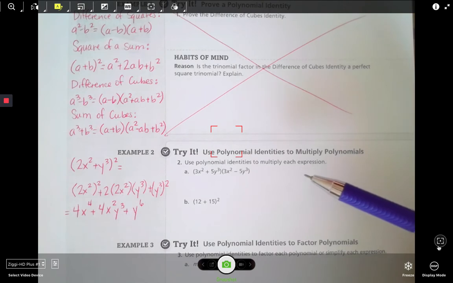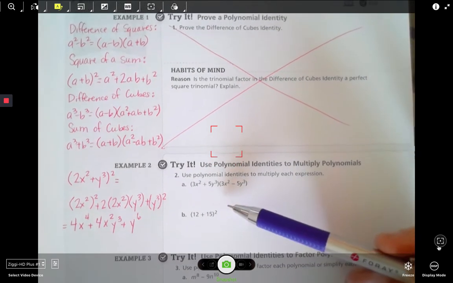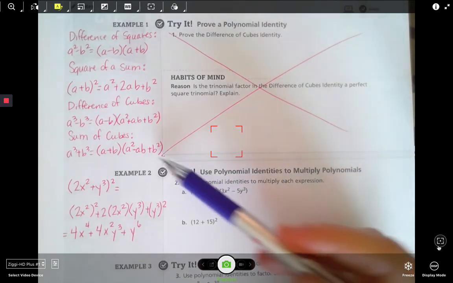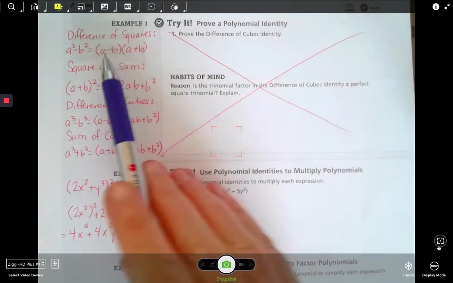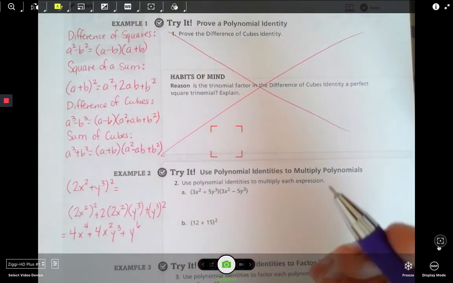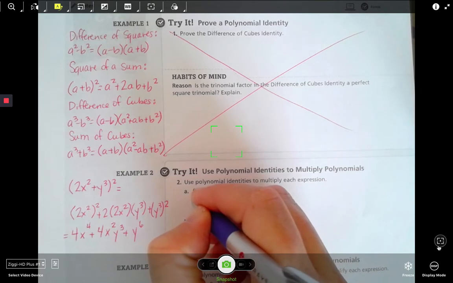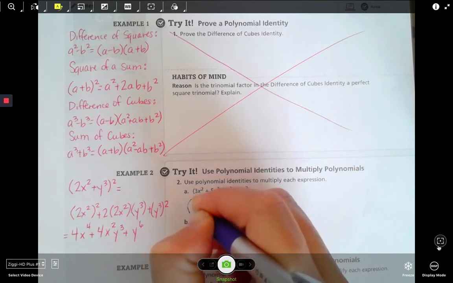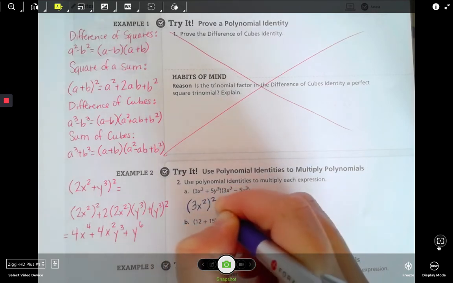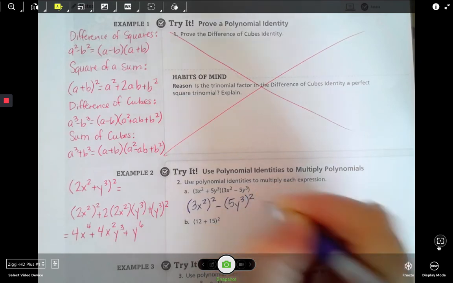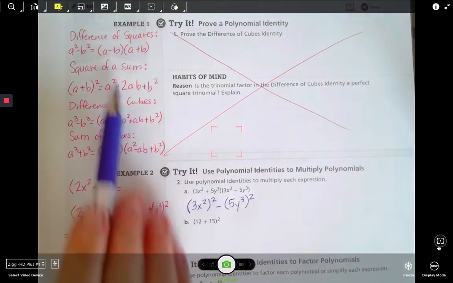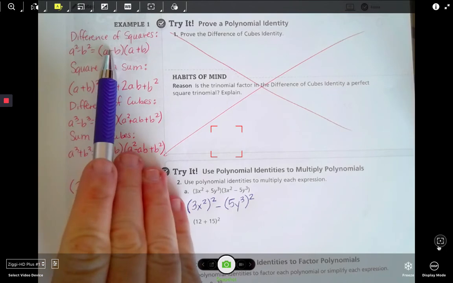Alright, then it says use polynomial identities to multiply each expression. A looks like it has already been broken up and is the difference of squares. Do you see how they already broke it up to a plus and a minus right here? So, it looks to me like a is 3x squared. So I'm going to write this as 3x squared to the second power, and minus b is 5y to the third, and I'm going to raise it to the second power. Now it should look more like this, but we can simplify it.